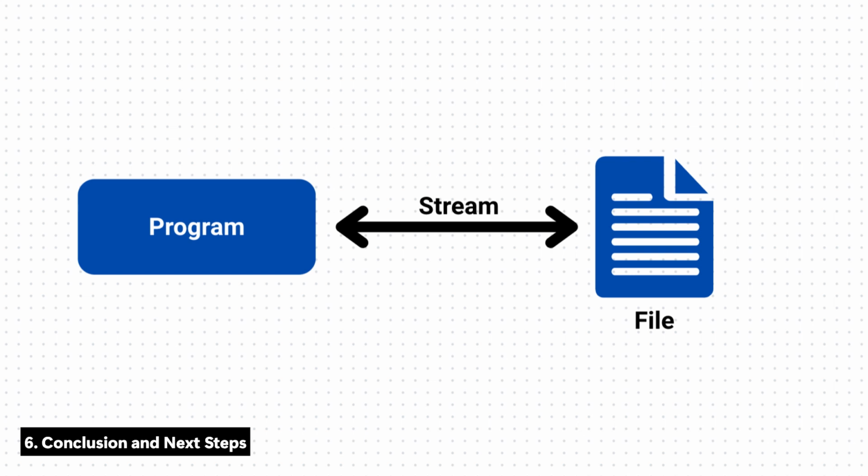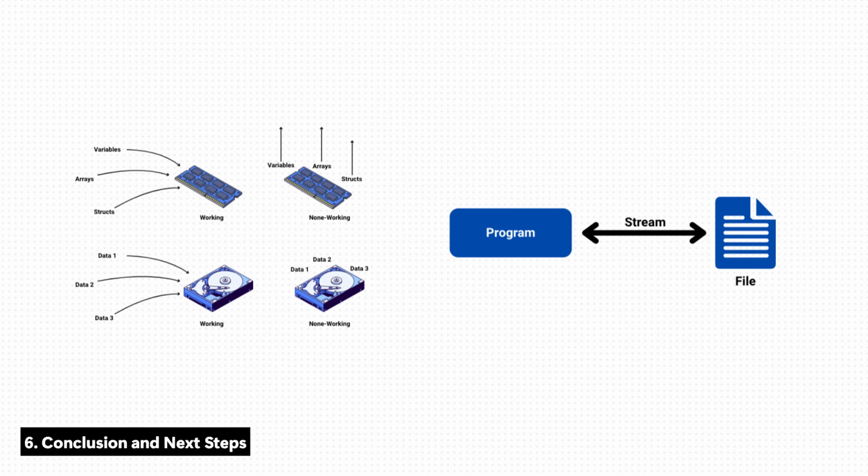6. Conclusion and next steps. We now understand why files are essential. They provide persistence for data, allowing information to survive beyond the program's execution. In the next lesson, we will get practical and learn how to use the C standard library functions to create and destroy that vital link between our program and the file on the disk.